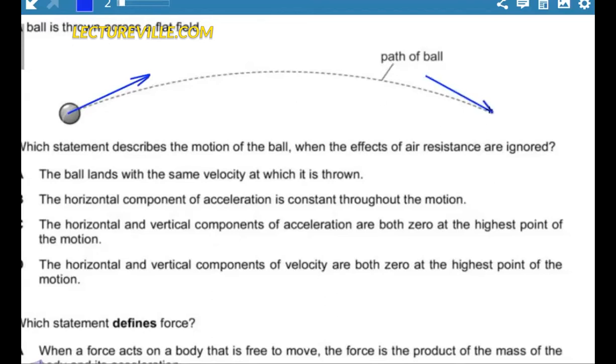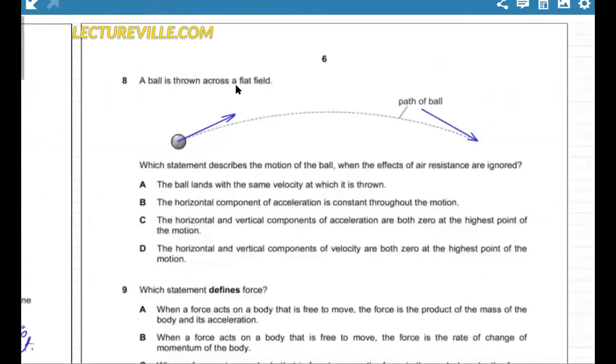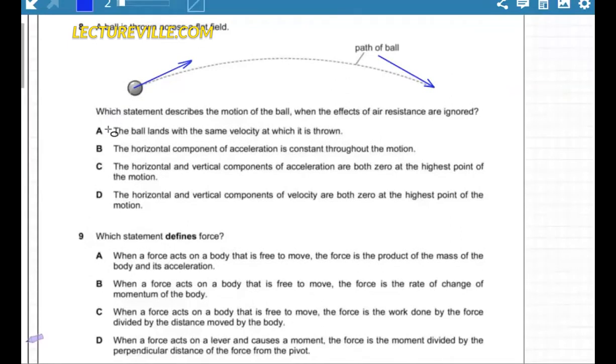So how can two different velocities in two different directions be equal? Remember, velocity is a vector quantity and we have to pay respect to its direction. Magnitude might be same, but the direction of velocity is not same. We cannot say the velocity is same. The horizontal component of acceleration is constant throughout. Yes, it is constant and it is zero as well. So B should be the answer for this.